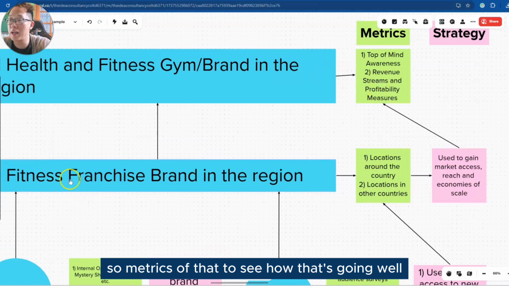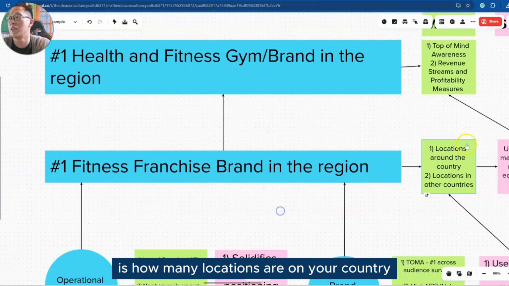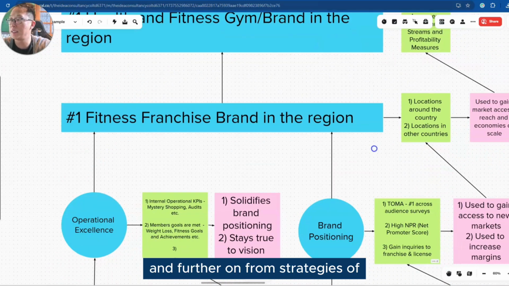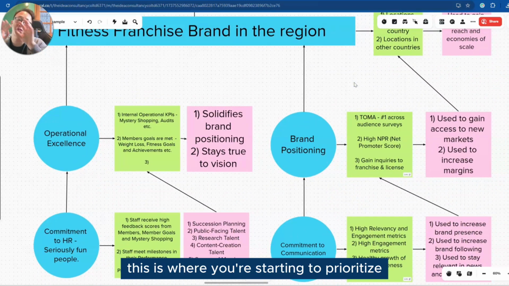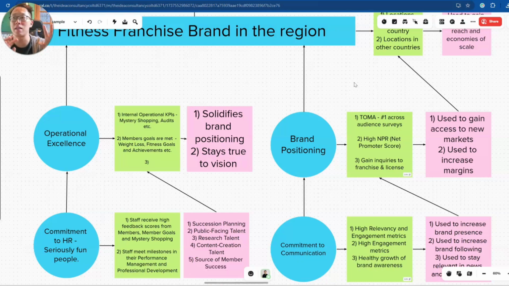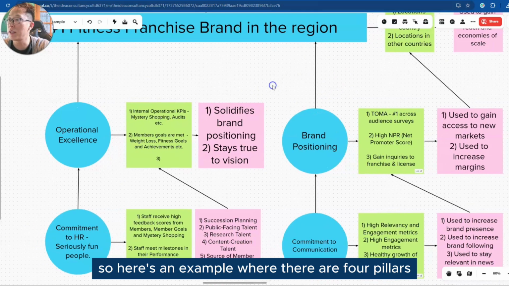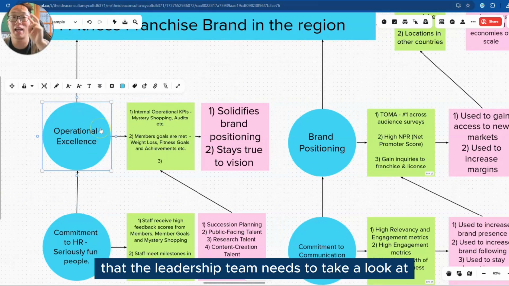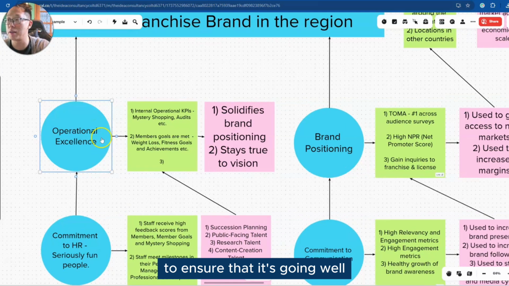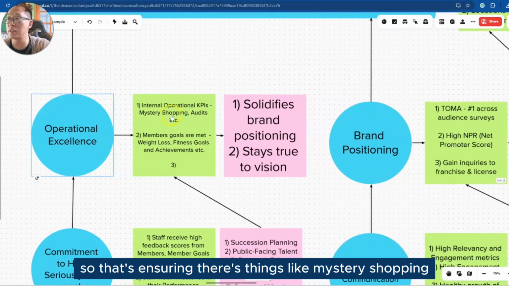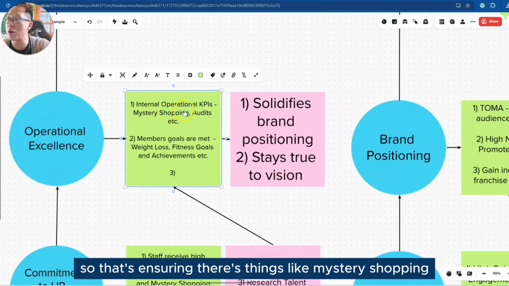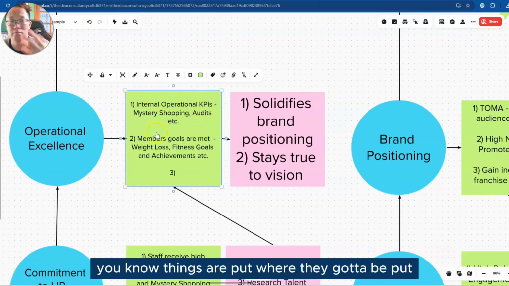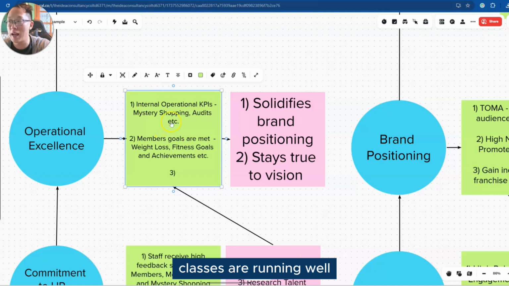So metrics of that to see how that's going well is how many locations are in your country or other countries, right? And further on from strategy, so this is where you're starting to prioritize what are the key things that make a gym work really well. So here's an example where there are 4 pillars operationally, strategically, that the leadership team needs to take a look at to ensure that it's going well. So for example, operational excellence. So that's ensuring there's things like mystery shopping and audits are done to make sure that it's clean, that it opens on time, that things are put where they've got to be put, classes are running well.